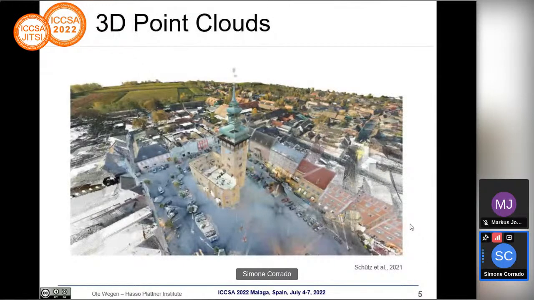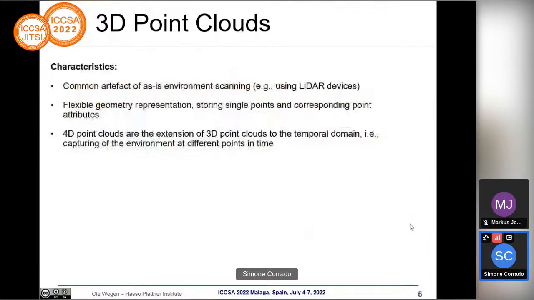So 3D point clouds are a common artifact of as-is environment capturing using laser scanners, and therefore they are often used to construct and maintain digital twins. And here you can see an example of a point cloud of a city. Point clouds are a very flexible geometry representation. They comprise single points with attributes: position in space, of course, a color, maybe a semantic class.